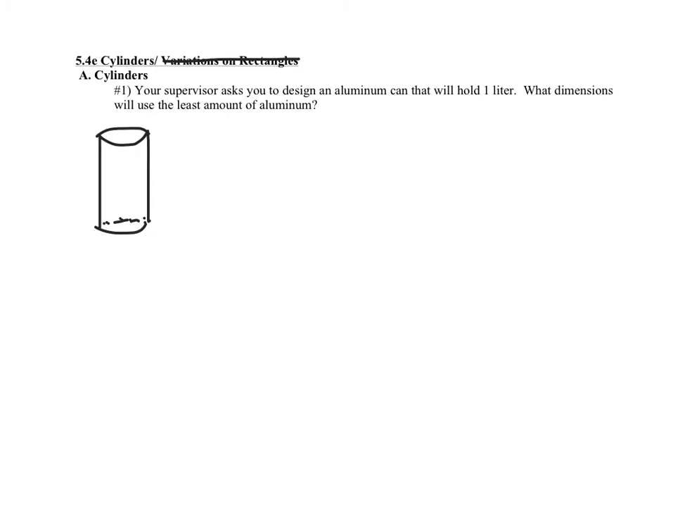What dimensions will use the least amount of aluminum? So we're going to do 2 things here. First of all, it's going to hold 1 liter, and you know 1 liter equals 1,000 cubic centimeters. So we want to find out centimeters here.